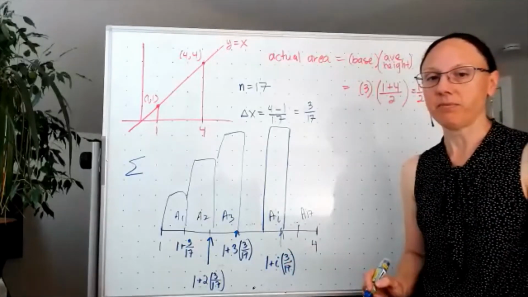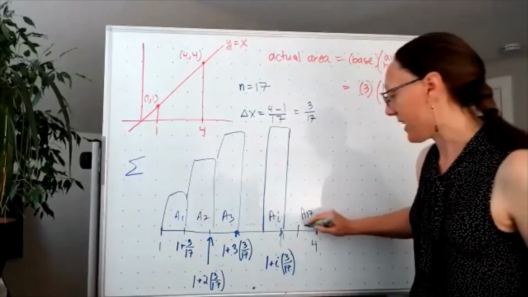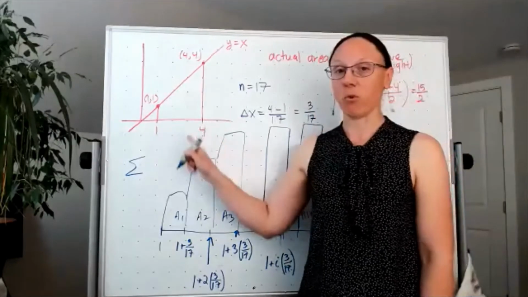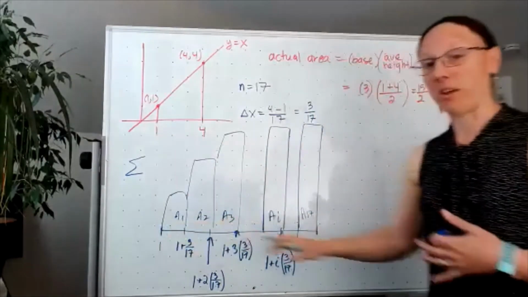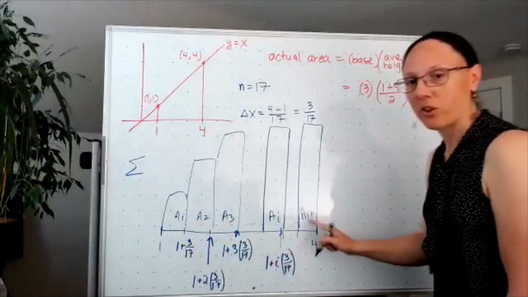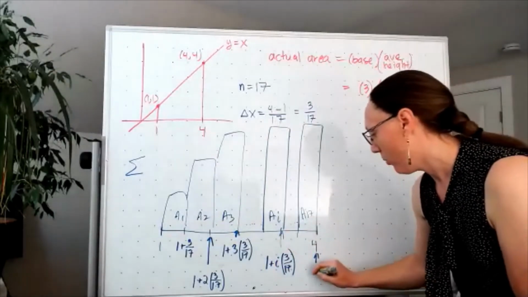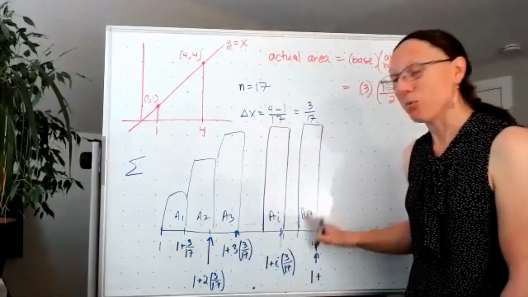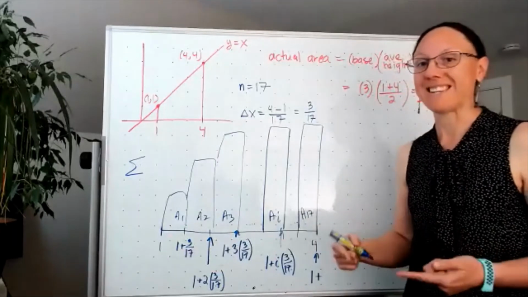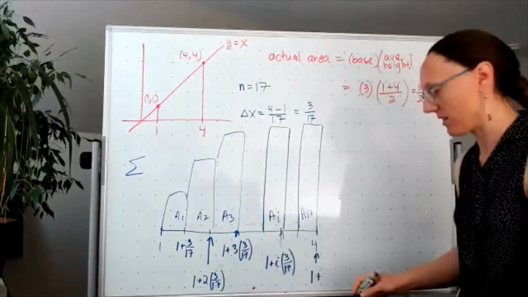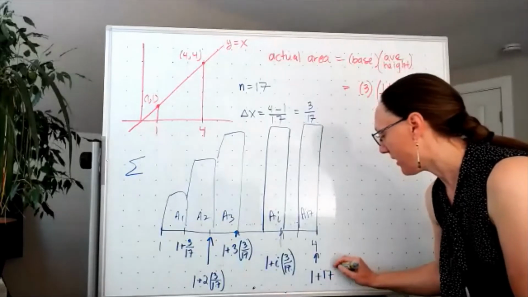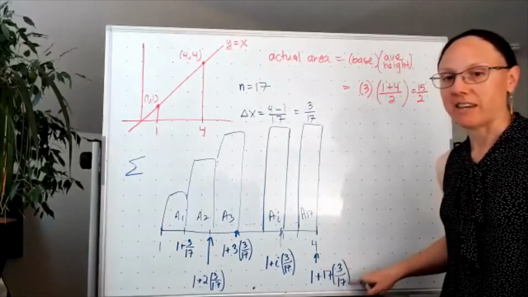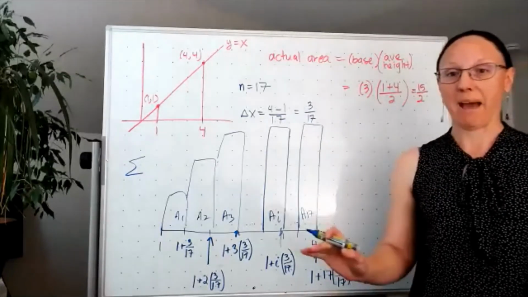3/17. Now, just as a reality check, by the time I get to my last rectangle here, on the right-hand side, we know it should be 4. But if we're just following this rule that we've got set up, the right-hand side should look like 1 plus, well, by the time I get to my 17th rectangle, I've moved 17 of the 3/17. So I'd have 17 times 3/17. What do you know? The 17ths cancel. It works. 1 plus 3, I get 4. Math wins.